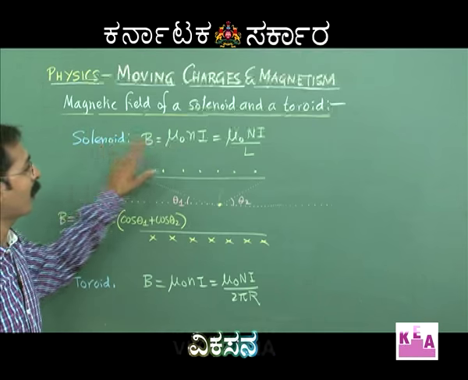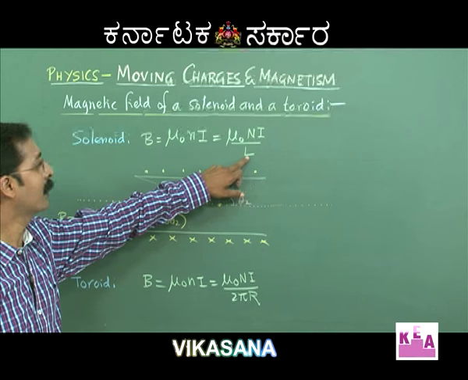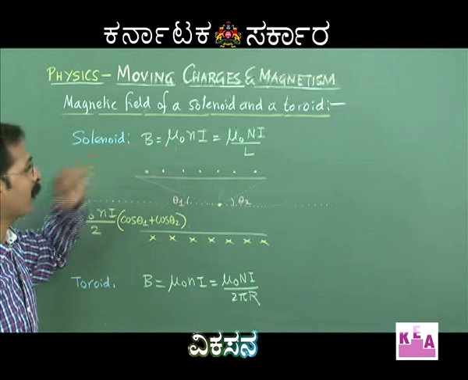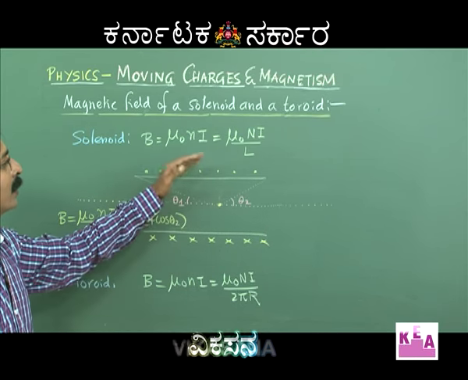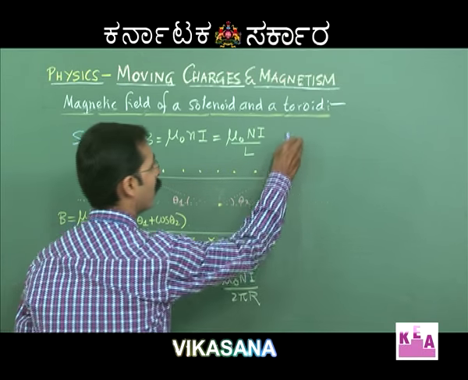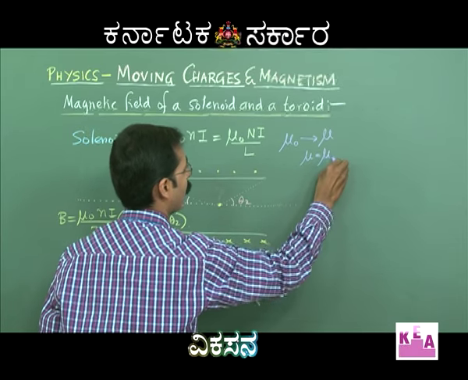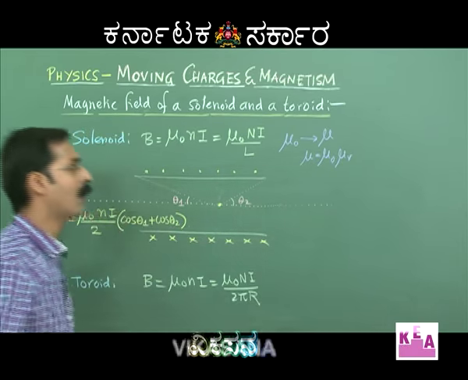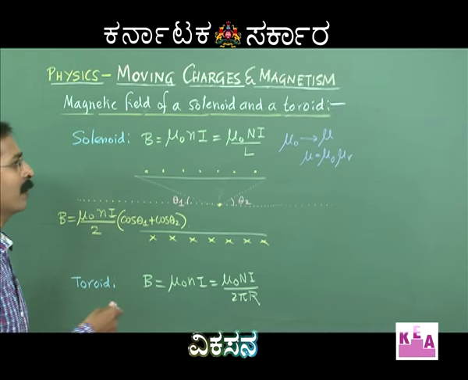The magnetic field due to a solenoid depends on the current, the number of turns, and the length of the solenoid. It is assumed that there is nothing inside the solenoid, that is, either air or vacuum. If there is something inside the solenoid or the toroid, then you should replace mu naught with mu. Mu is mu naught mu r. Mu r is called the relative permeability of the medium. For ferromagnetic materials like iron, mu r can be very large, of the order of 1000.